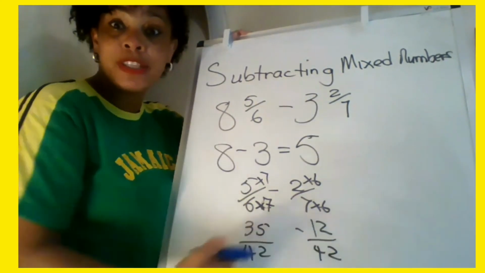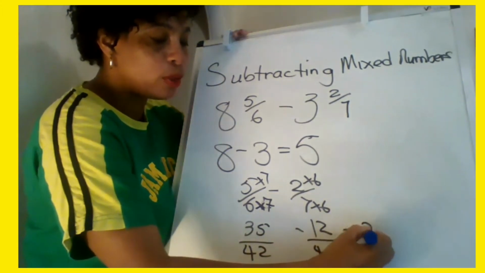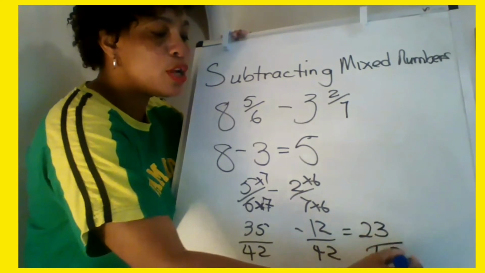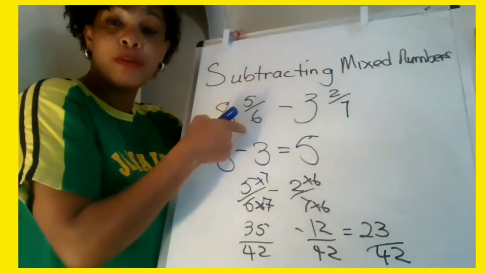Now let's cut it off and see what's left. 35, take away 12, is going to be left with 23. So 23 out of 42 is a fraction that's going to be left after I take this away from this.